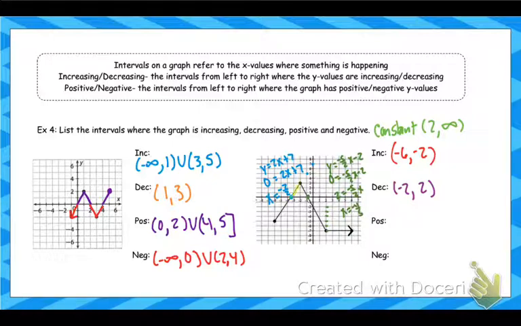Let me go ahead and re-highlight it. Here's our positive interval. I know those points exactly now. It's from negative 7 over 2 to negative 4/5.